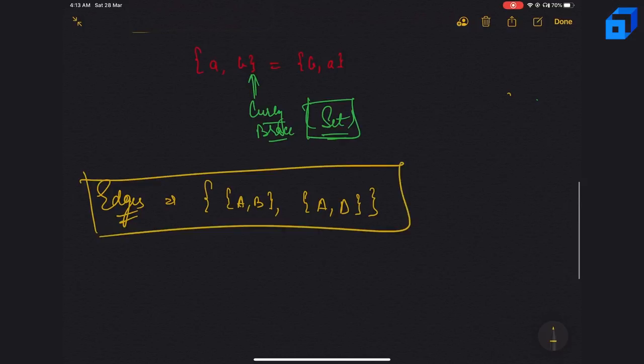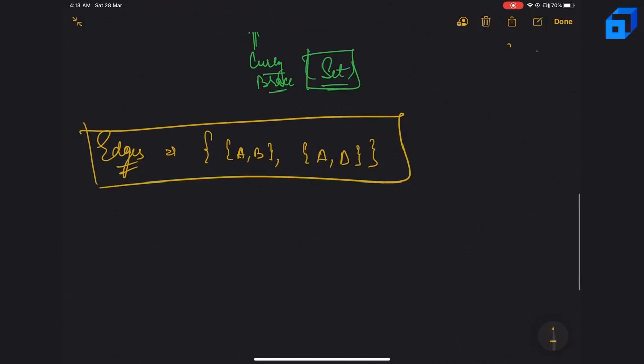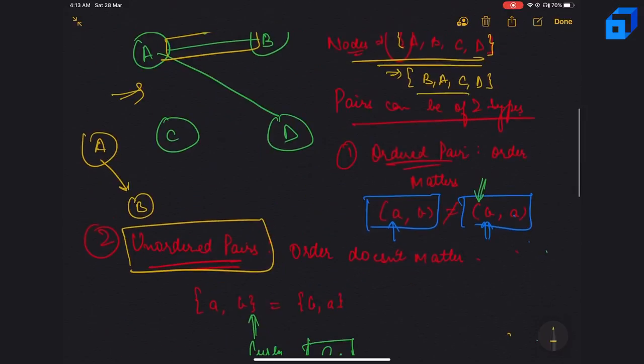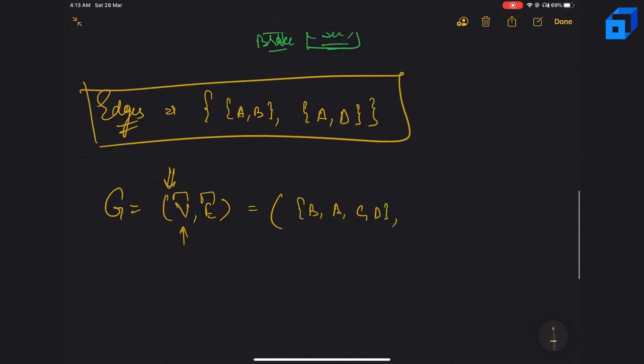Great. So, let us formally define graphs again. Graph is basically an ordered pair of vertices and edges. What I mean by ordered pair is that vertices come first. Each of these vertices and edges are sets in themselves. So the above graph can be written as ({B, A, C, D}, {{A, B}, {A, D}}).